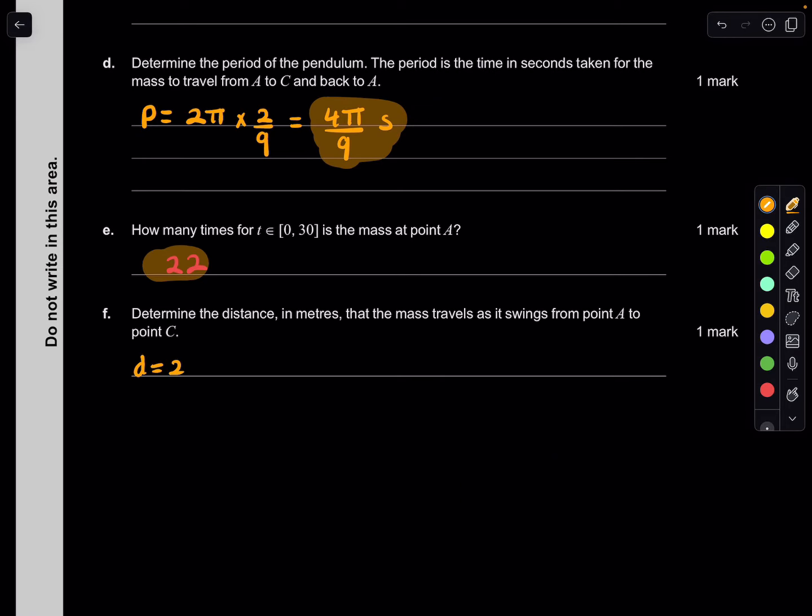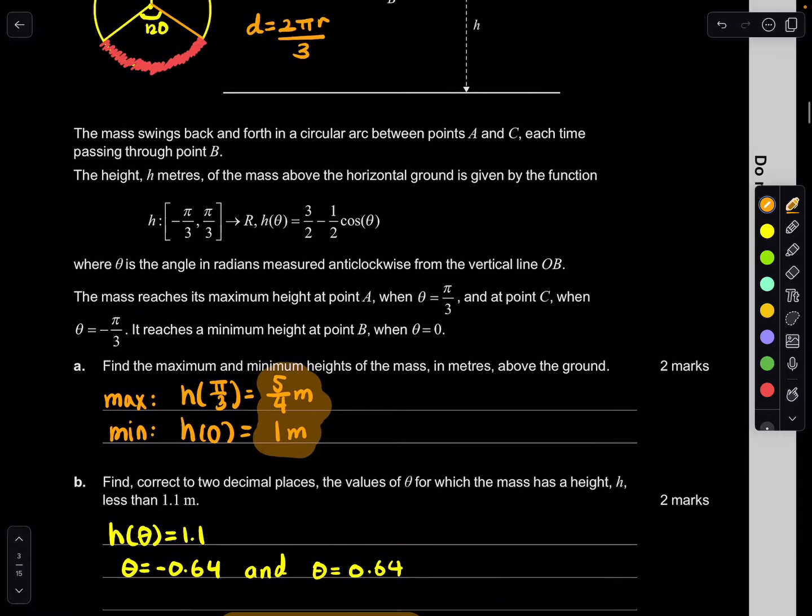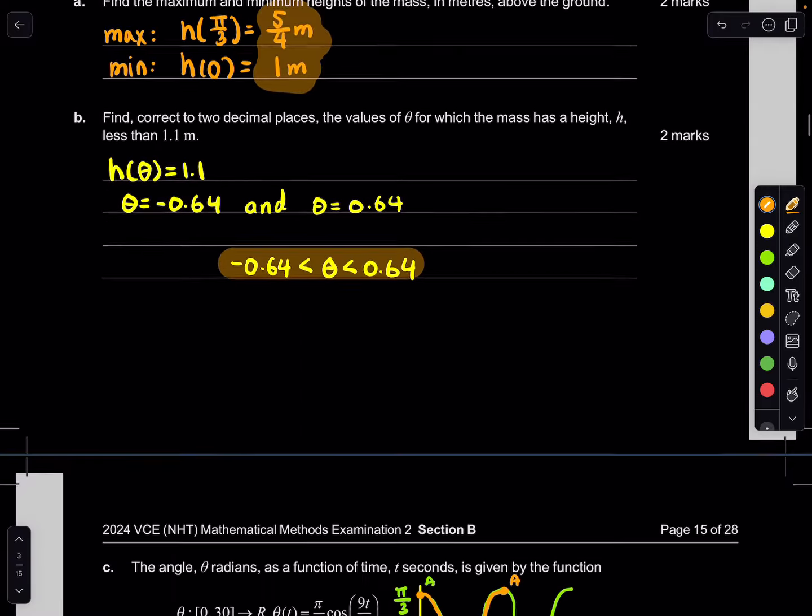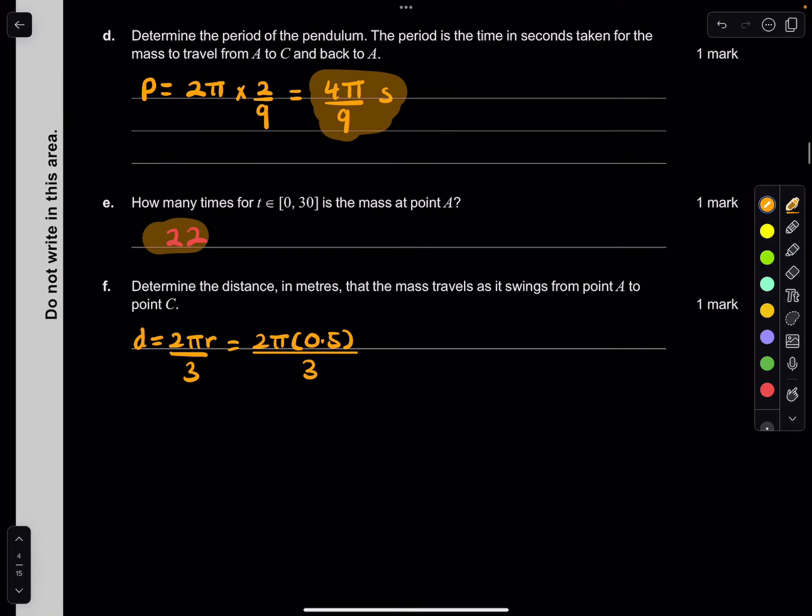D is 2 pi r over 3, where the radius is 0.5, if I'm not mistaken, over 3. Let's just double check that. Was it 0.5? Yep, it is. So it's like half times 2, which is just pi on 3 overall. Pi on 3. That's it. That is the distance that it travels. Beautiful. Not too bad. Okay.